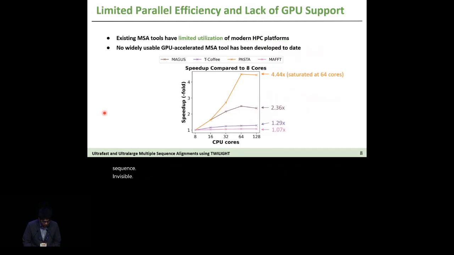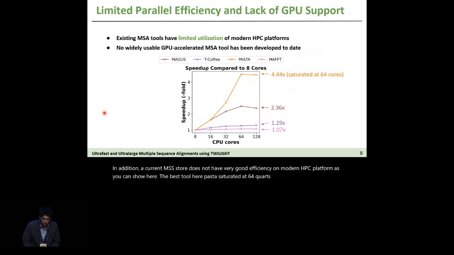In addition, current MSA tools do not have very good efficiency on modern HPC platforms, as you can see here. The best tool here, PASTA, saturated at 64 cores, and other widely used tools like MAFFT and T-Coffee do not really scale well over 8 CPU cores. And to date, no widely usable GPU-accelerated MSA tool has been developed.